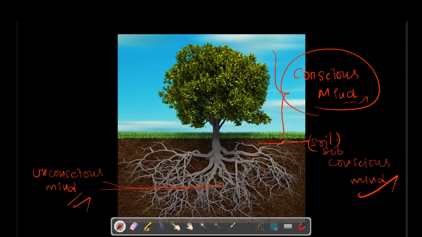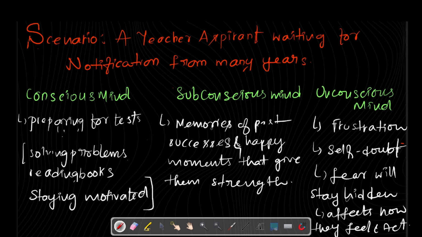Let us see another example. Let us take a scenario. A teacher aspirant has been waiting for a notification for many years. If you are a teacher aspirant waiting for a job notification for many years, you can assume yourself and find out the differences in yourself. So think about a teacher who has been waiting for years. They keep studying for exams, hoping their hard work will pay off someday.